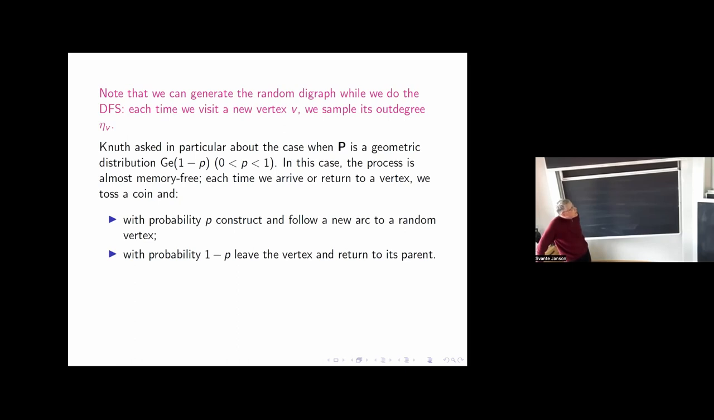This is a geometric 1 minus p. I tend to confuse myself, but I have checked that this is parameter 1 minus p and not p here. So this is, of course, a nice thing. And we'll see the basis of our solution is this nice memory-free property. So that is why my talk today will be mainly about this geometric case.